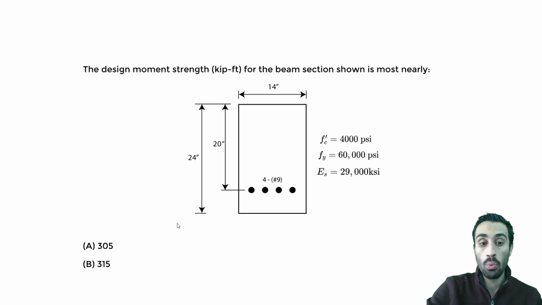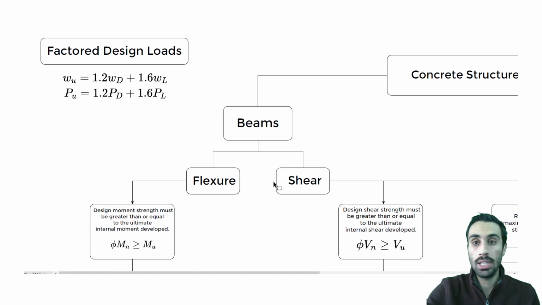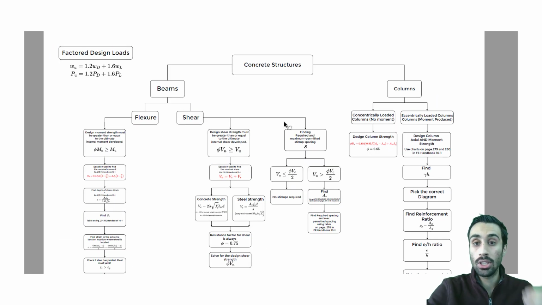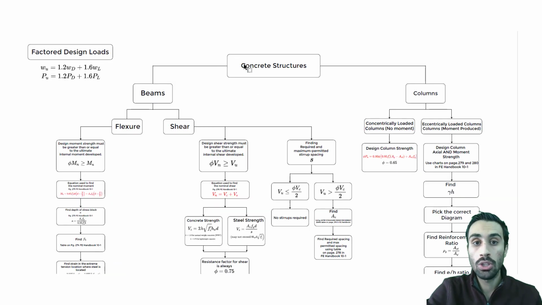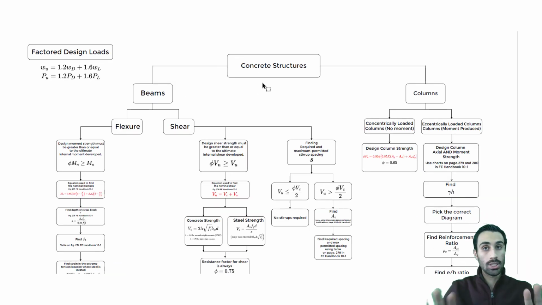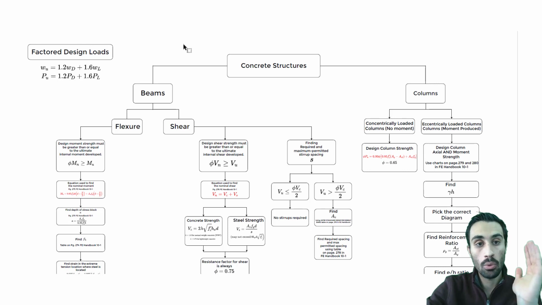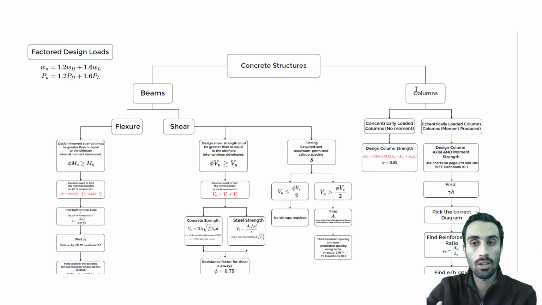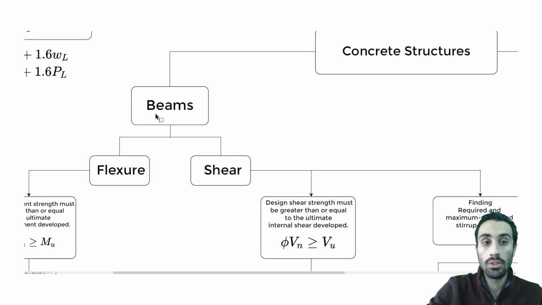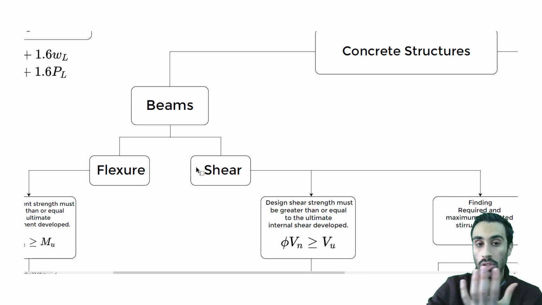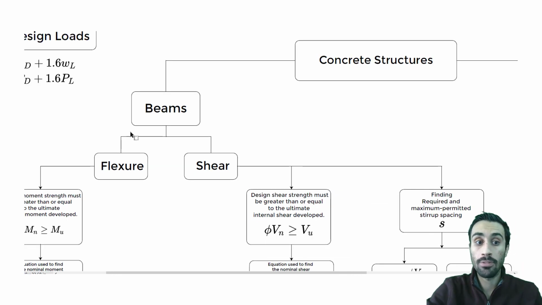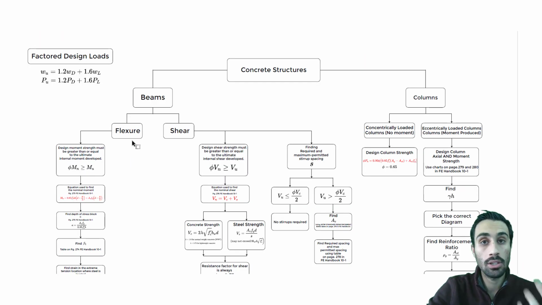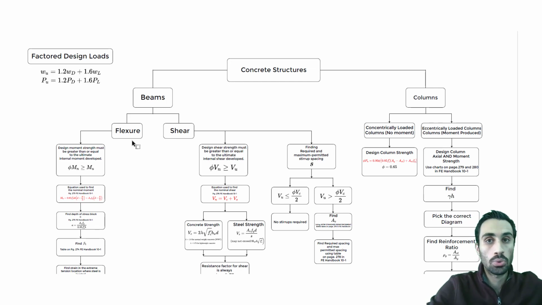So now, what I'm going to show you first is the flowchart that I talked about initially. And it's going to be for concrete structures. So we know concrete structures, if we keep it simple, for something like the FE, we're going to be analyzing beams and columns. So here, under beams, we analyze for flexure and shear. And flexure is actually what we're going to look at. The design moment strength is the same thing as design flexural strength.